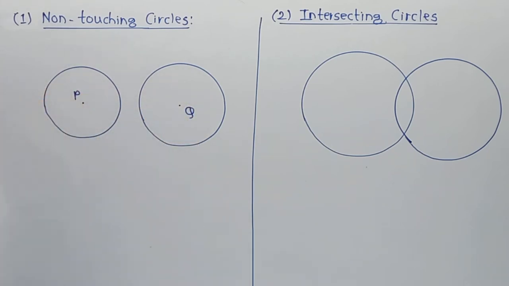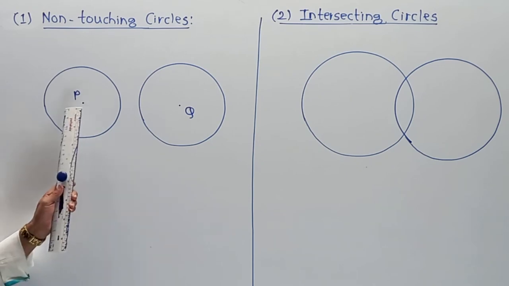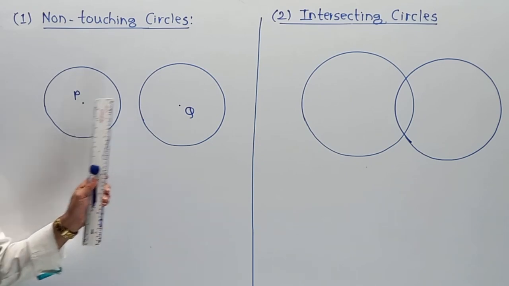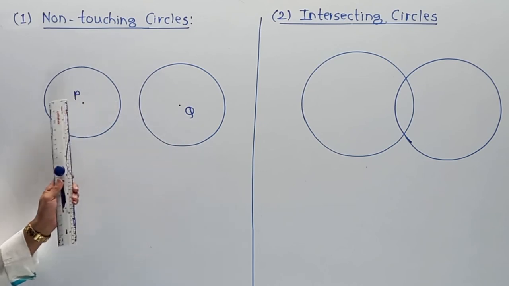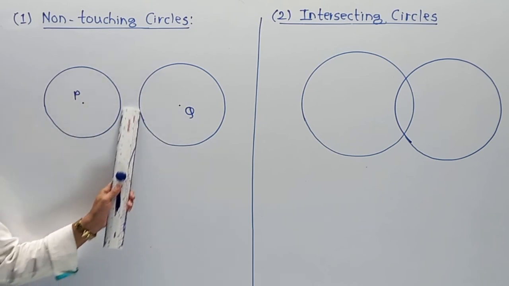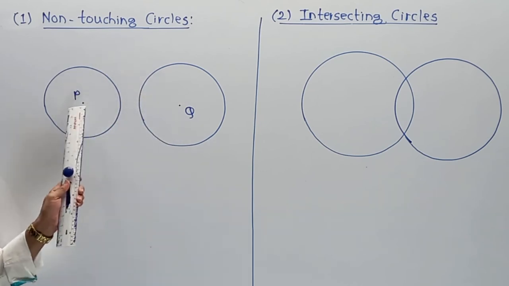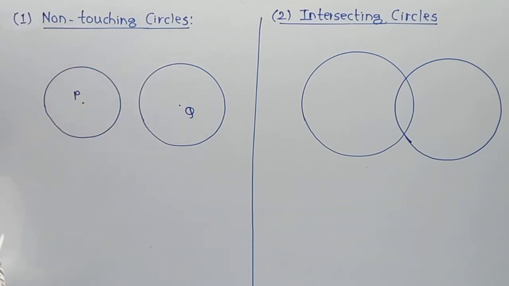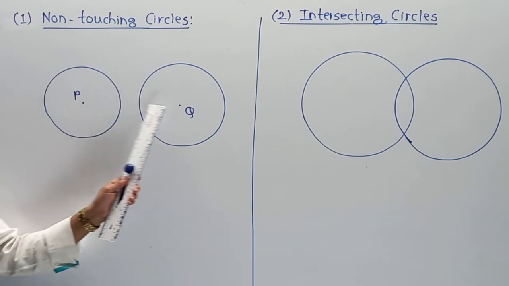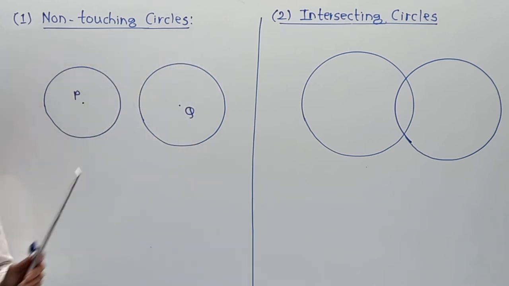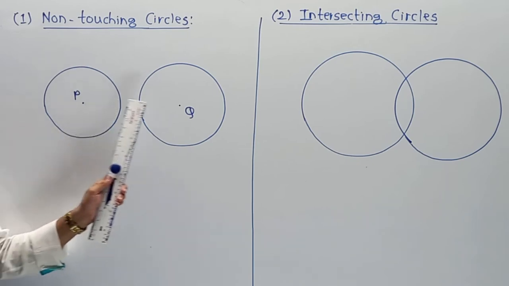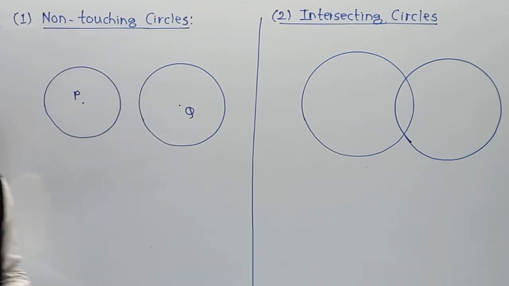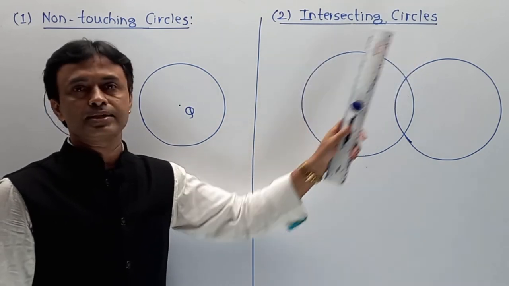Now these are two different circles, and the circle with center P and the circle with center Q do not touch each other. There is a complete gap between them. Such circles are called non-touching circles. There are a few numericals based on this part, maybe on distance between the centers, tangency distance. These types are numericals based on that part. Similarly, there is also the part called intersecting circles.